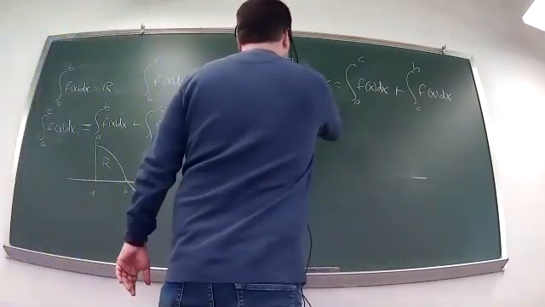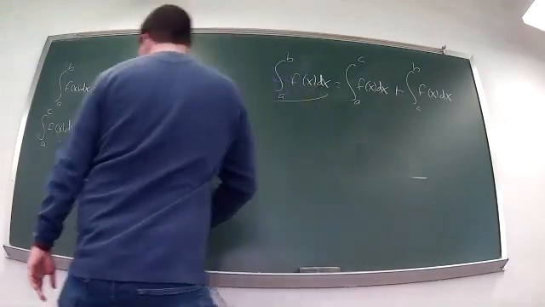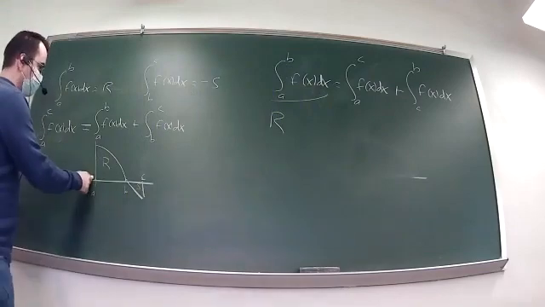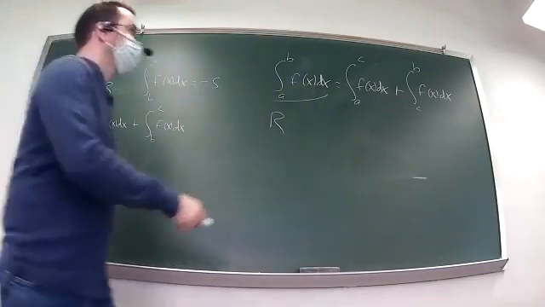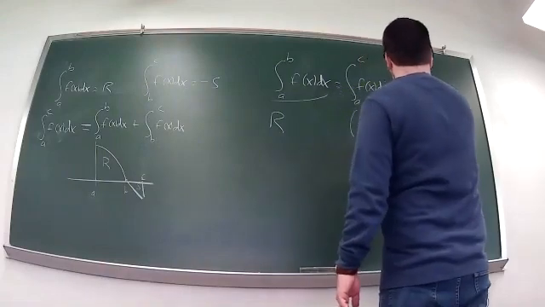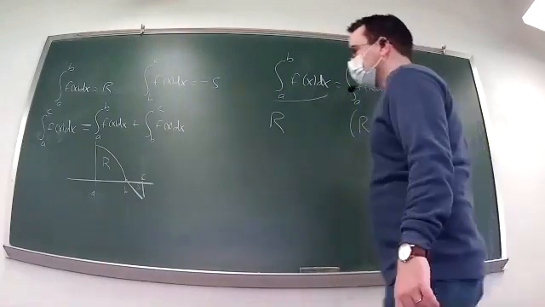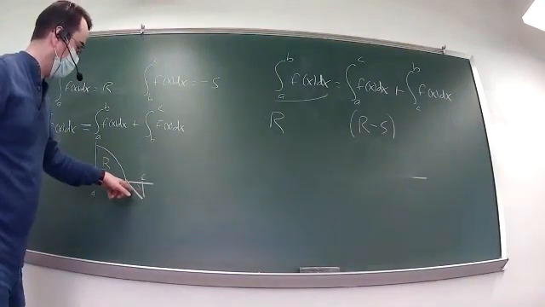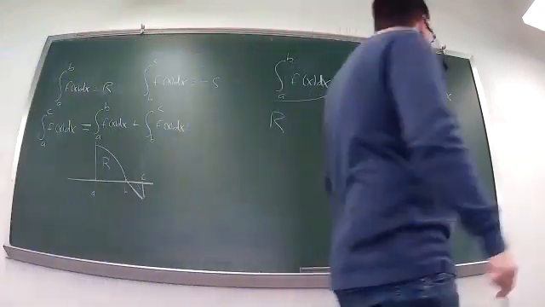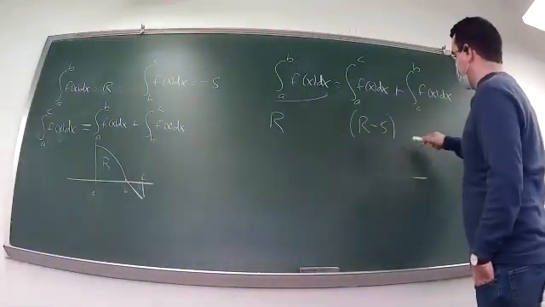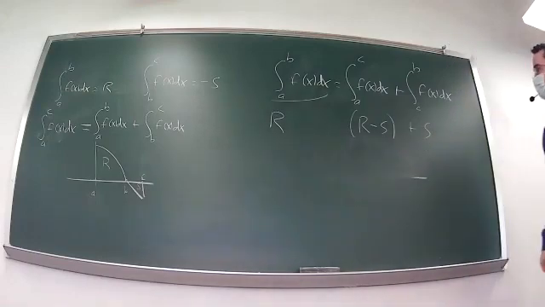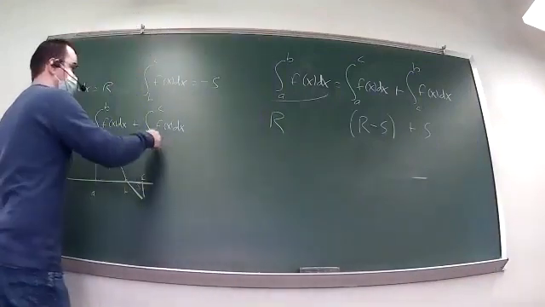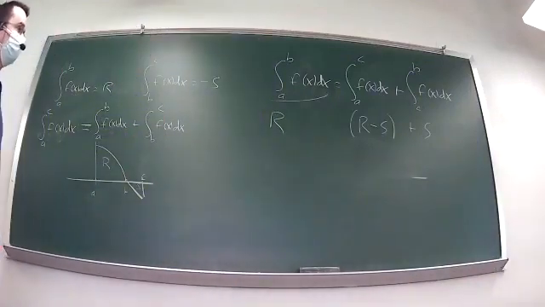And so how does that work out? A to B, that was this part, it was r. A to C was what? R minus s. And then C to B would be the negative of the integral from B to C. So the integral from C to B would be negative s, which would be plus s. Because when you switch bounds, you pick up a negative sign, that makes it work out.